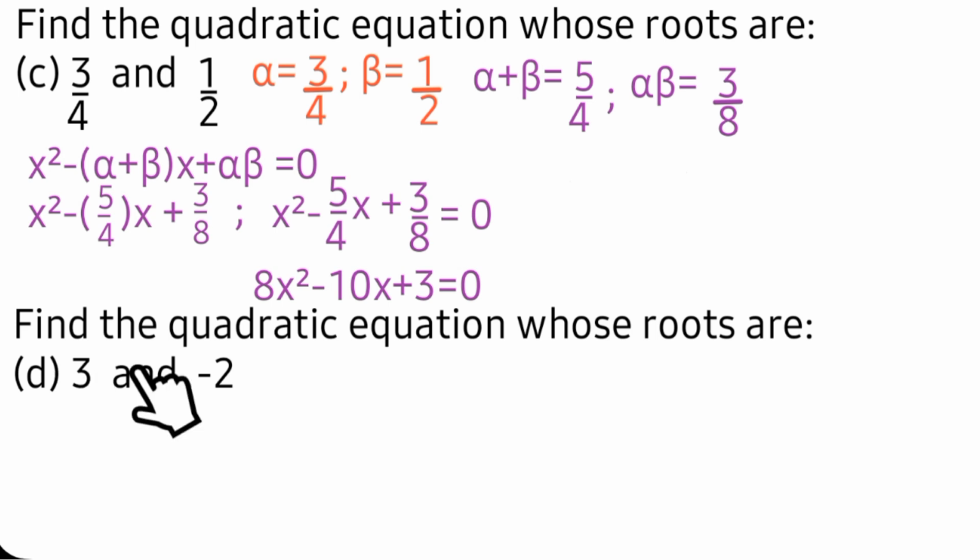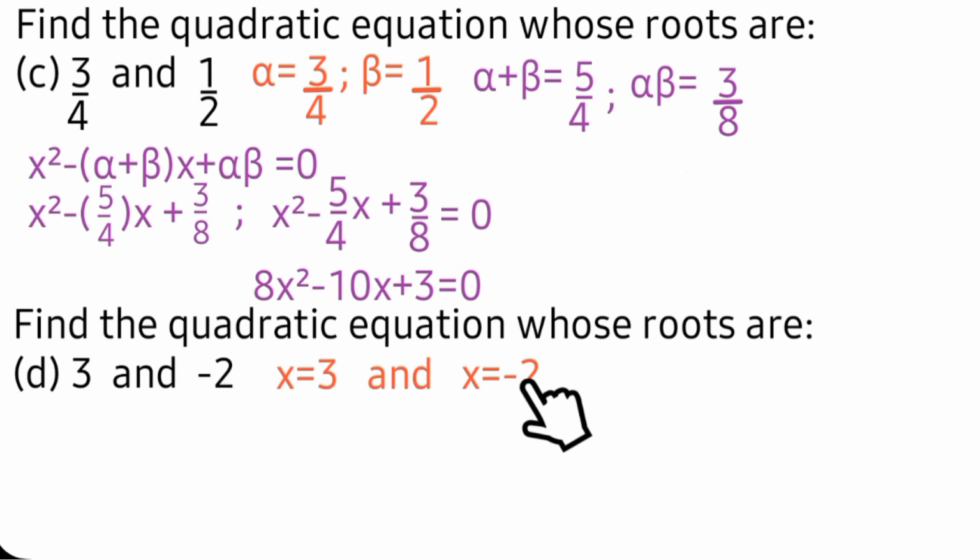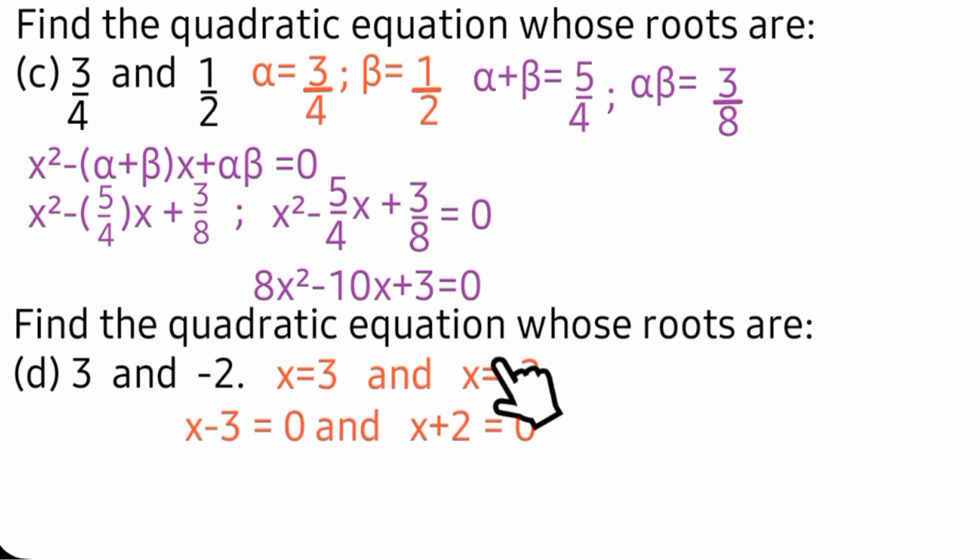Now let's answer the last question. We are asked to find the quadratic equation whose roots are 3 and minus 2. That is x equals 3 and x equals minus 2. Equating each of these to 0, we have x, when positive 3 crosses to the left hand side becomes negative 3 equal to 0. And on this part, we have x, when negative 2 crosses to the left hand side becomes positive 2 equals 0.